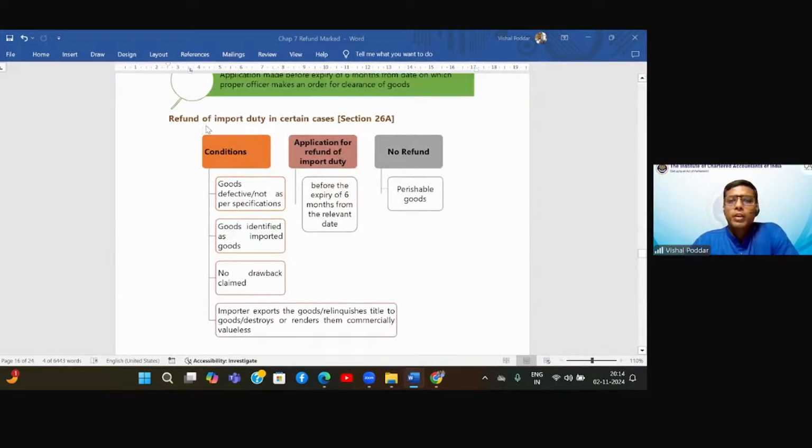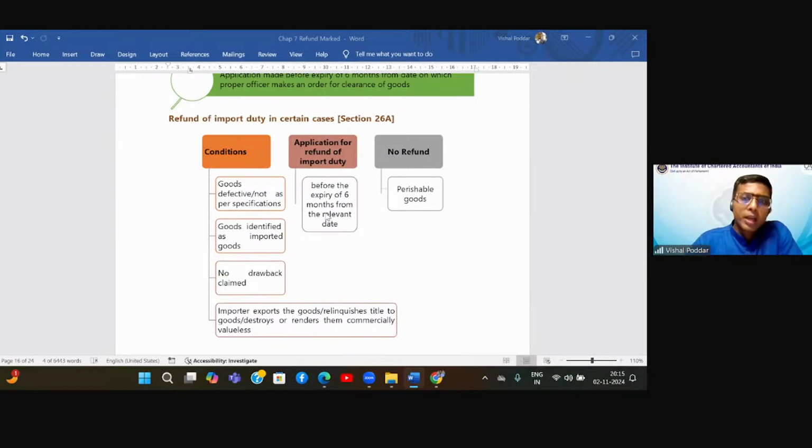Next, refund in case of import. It is the scenario when you purchase or imported something and you found it defective or not as per your specification, and hence either you want to send it back, or you want to relinquish the title, or you want to destroy these goods. So in all these scenarios, you are eligible to apply for refund. Condition is you should prove or you should claim this within 6 months. Before the expiry of 6 months only, this application has to be filed.